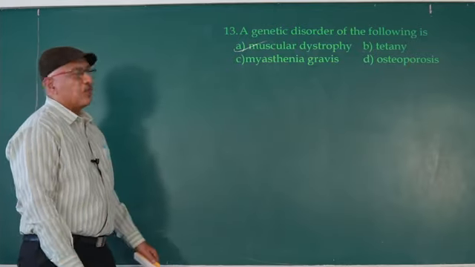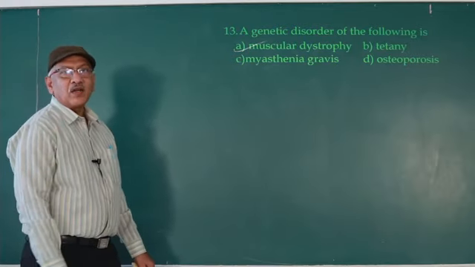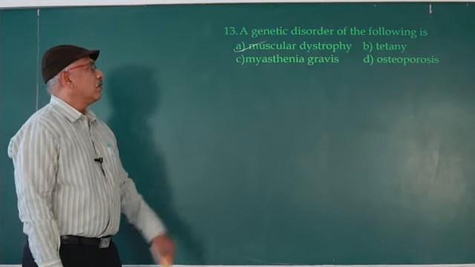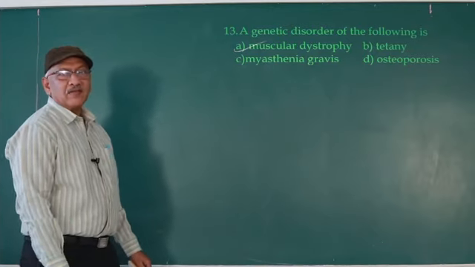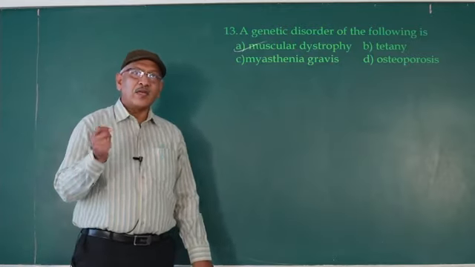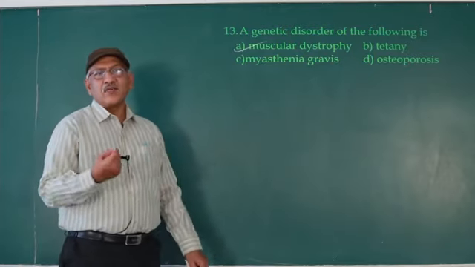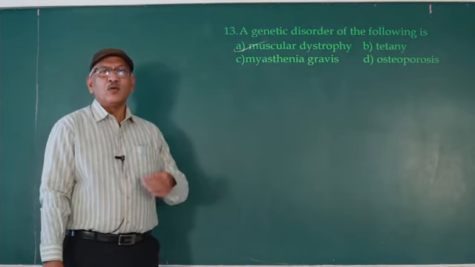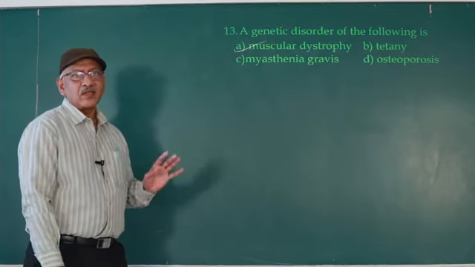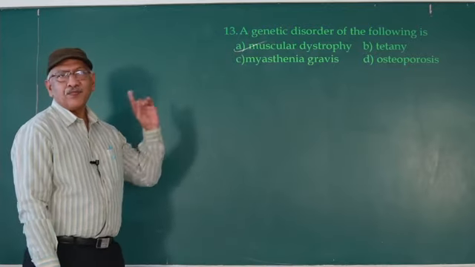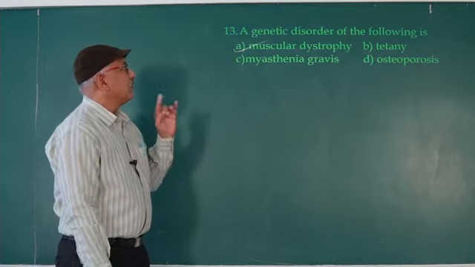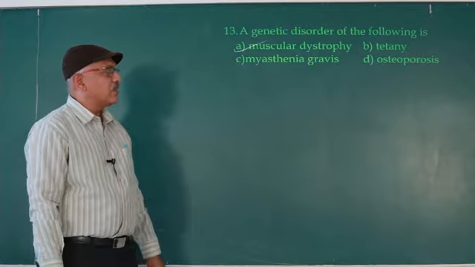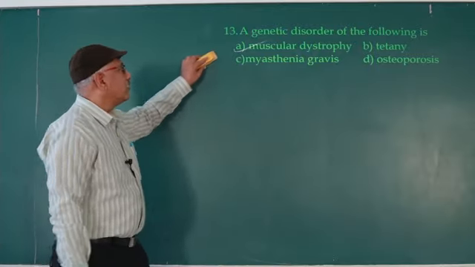In patients suffering from myasthenia gravis, antibodies are formed against the receptors of acetylcholine. So receptors for acetylcholine are destroyed. In the absence of receptors, acetylcholine fails to transfer the message to the muscle. So muscles become weak, suffering from paralysis. Listen to the question carefully. Genetic disorder is muscular dystrophy. Autoimmune disorder is myasthenia gravis. So the answer is muscular dystrophy.